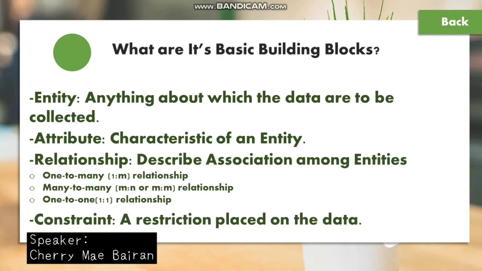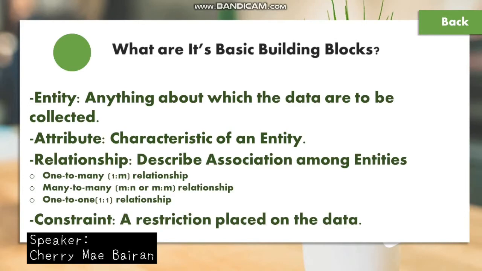For example po, a student entity will be described by attributes such as student last name, student first name, student phone number, and student address. The attributes are the equivalent of fields in a file system. Next one is relationship. It describes the association between two or more entities. A data model uses three types of relationship.